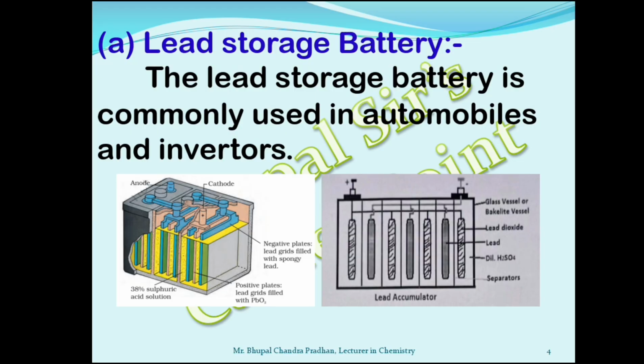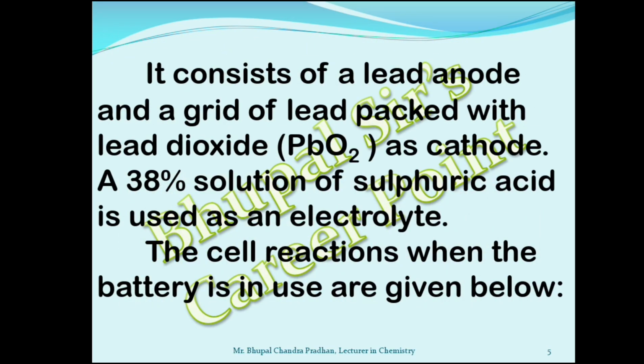The first figure is the actual diagram, but it is very difficult to draw in the examination. You can go through the second diagram, the diagram of the lead accumulator, where lead and lead dioxide are used as the electrode, and what are the different functions that take place in it. It consists of a lead anode and a grid of lead packed with lead dioxide as cathode.